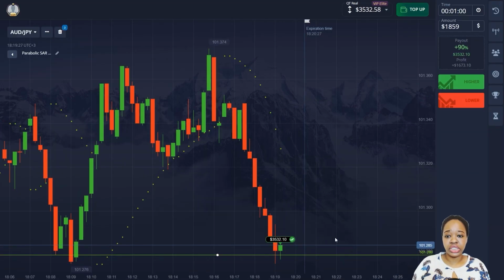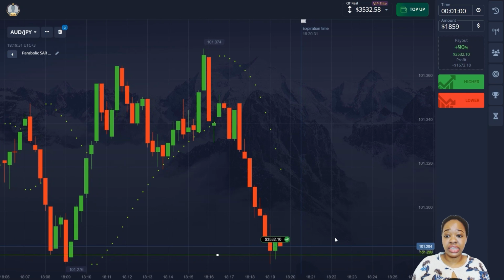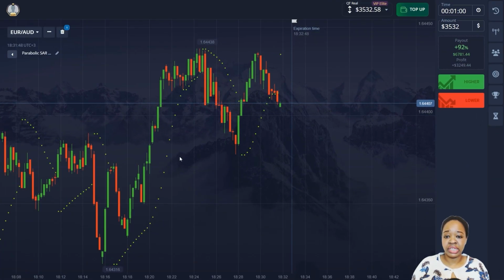This is awesome, friends. You can see the price touches the support level, and here I got a very good profit. The indicator in this situation did not let me down again and showed a good entry point. 1 minute was quite enough for this trade. Let me continue. So here you can see the price is moving in the uptrend.